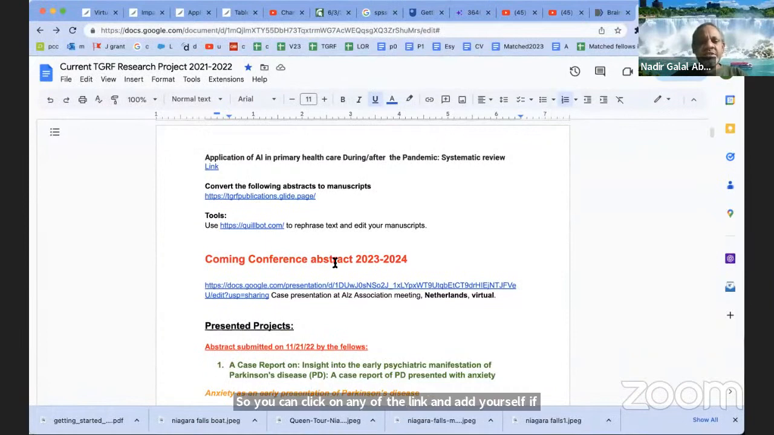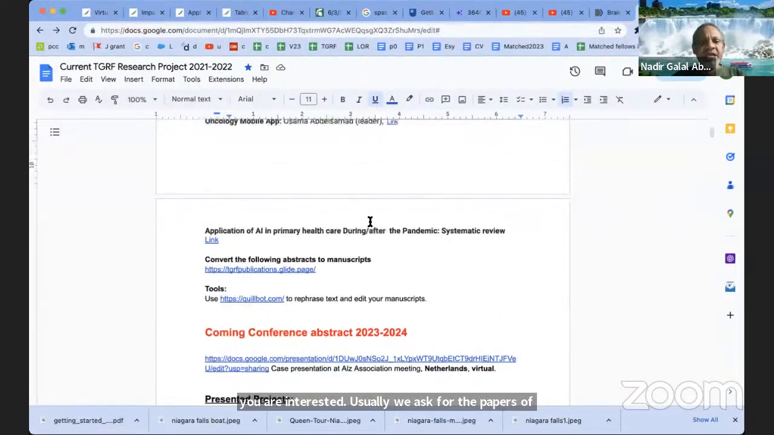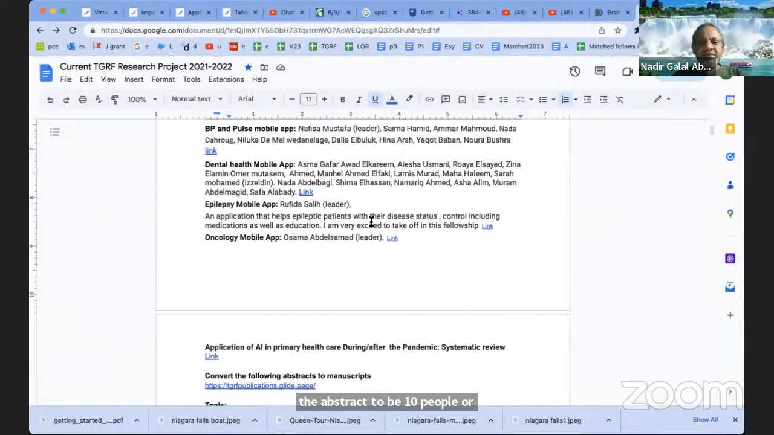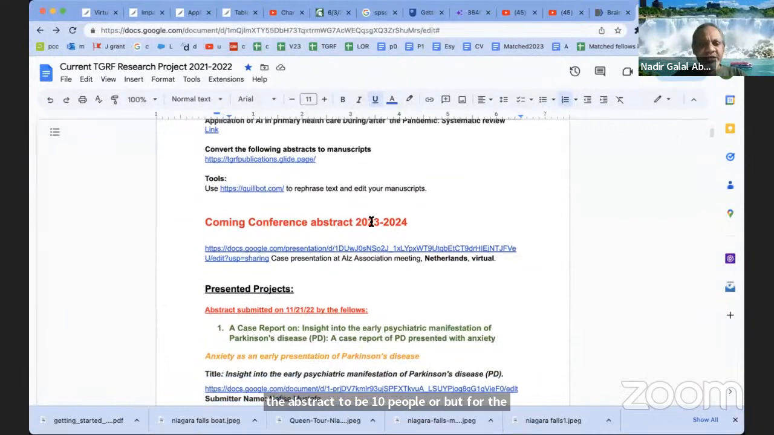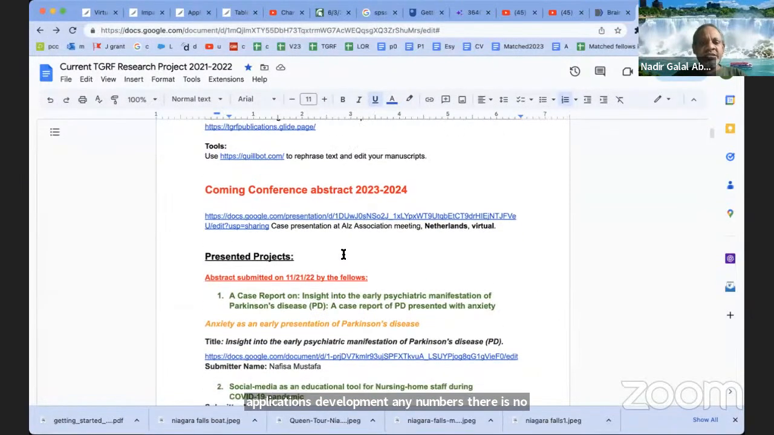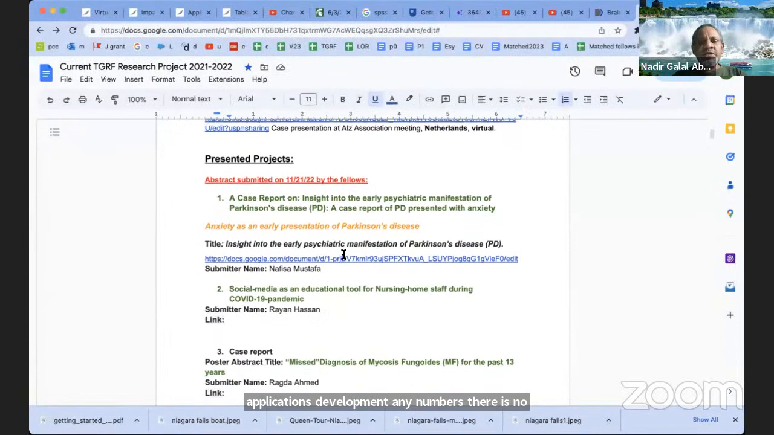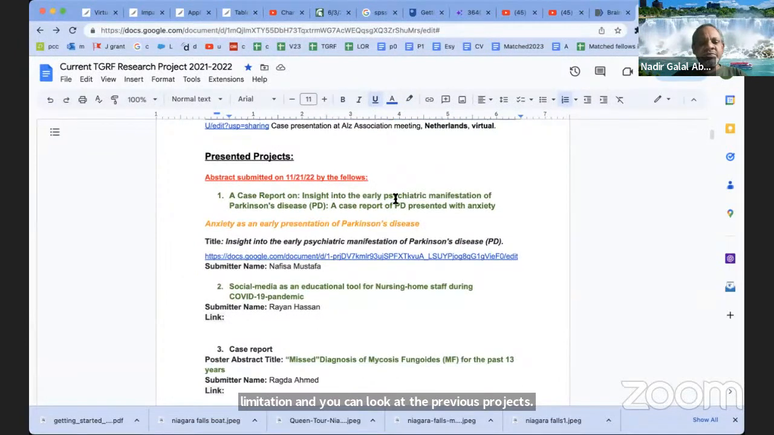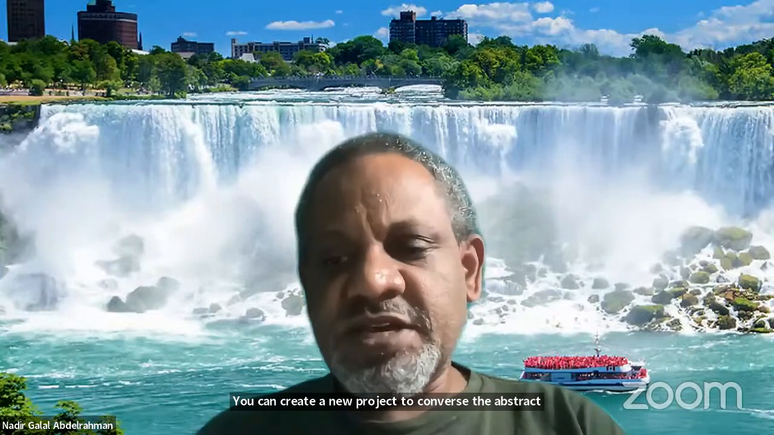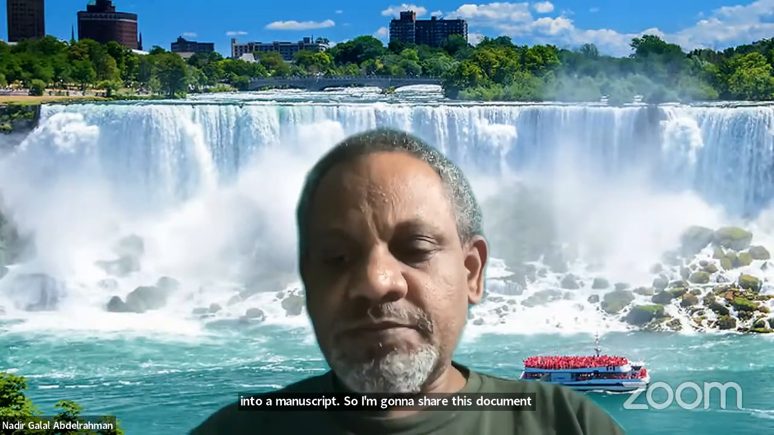Usually we ask for the papers or the abstracts to be 10 people or less, but for the application development, any number, there is no limitation. You can look at the previous projects, and one idea is to convert some of these. Most of them are abstracts, and if you are interested in one topic, you can create a new project to convert the abstract into a manuscript. I'm going to share this document with you guys on the chat, and hopefully it will help some of you.